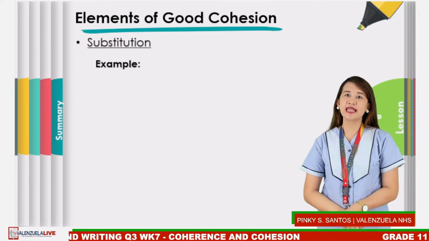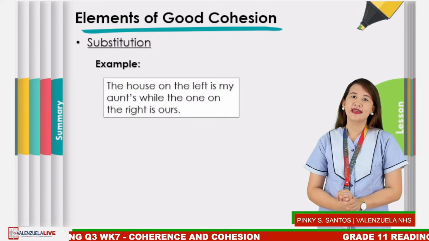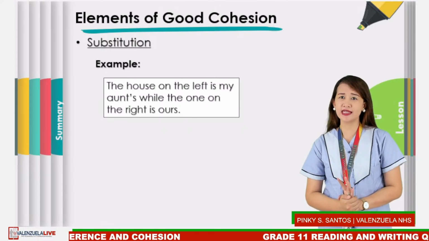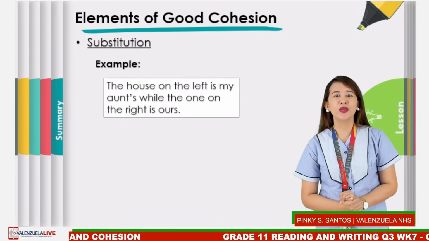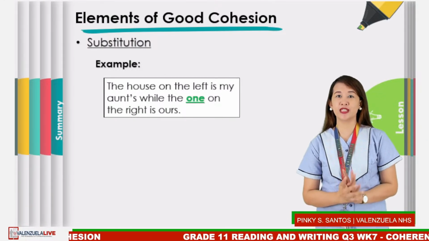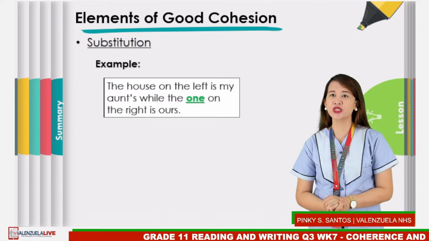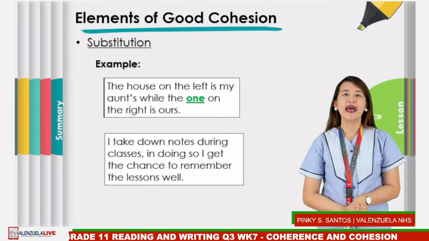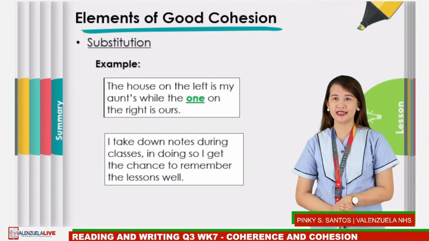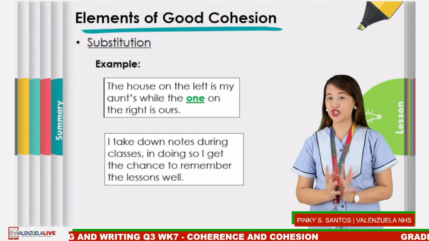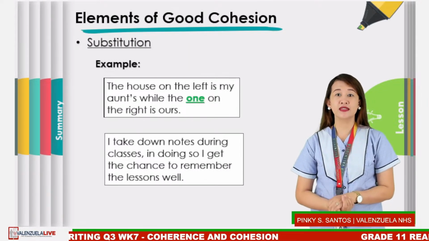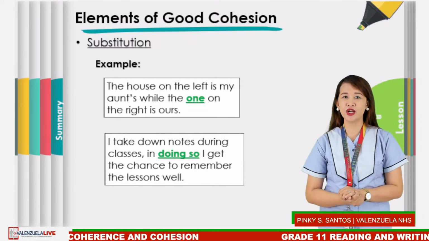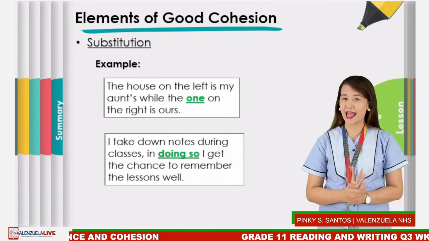Now, take a look at this sample sentence. The house on the left is my aunt's, while the one on the right is ours. Here, we use one as an example of substitution since it substitutes the word house. Here is another example. I take down notes during classes. In doing so, I get the chance to remember the lessons well. So here, the phrase doing so is an example of substitution because it substitutes the phrase take down notes.